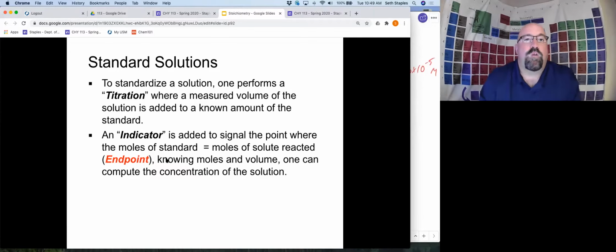And so quite often, in order to standardize a solution, we will perform a titration where we take a measured volume of our solution and add that to a known amount of our standard. And again, we're going to actually do this and see this in lab in a few weeks. But when we perform a titration like this, an indicator is used to signal the point where our reaction ends. It signals the point where the moles of our standard equal the moles of solute reacted. And so we can then use that to determine the concentration of our unknown solution.